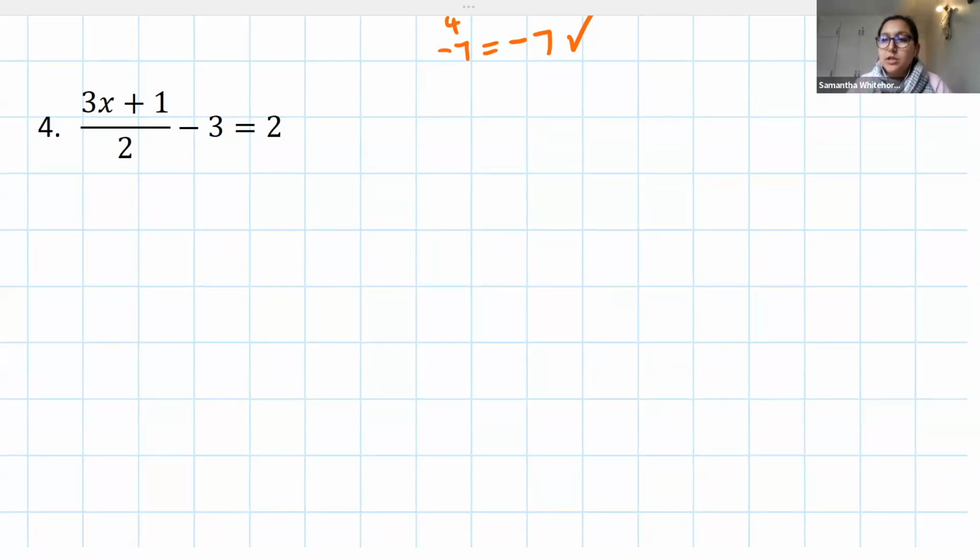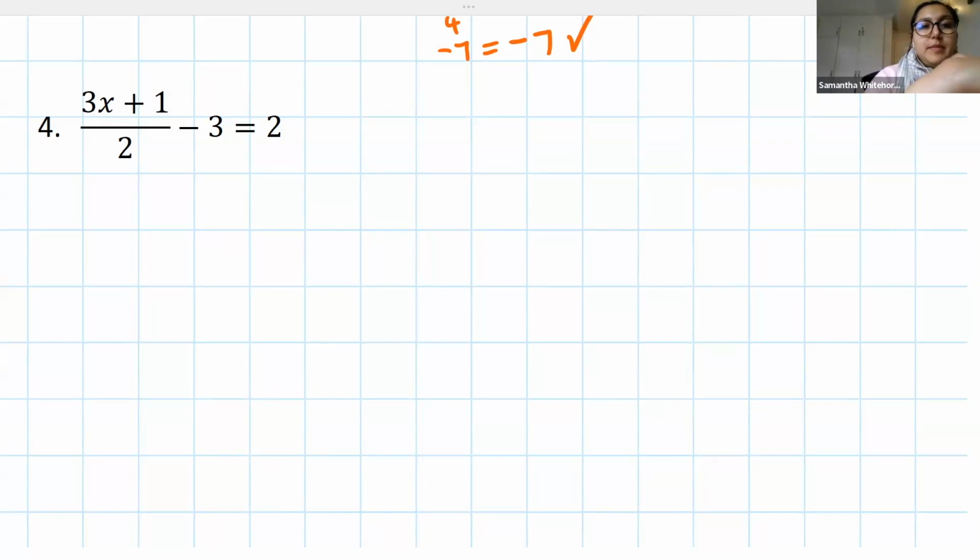Remember, we can always check through substitution. That is our guaranteed way to know whether or not we've done this answer correctly. All right, let's have a look.